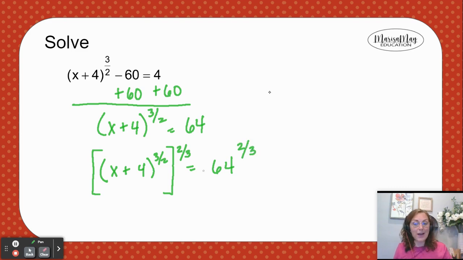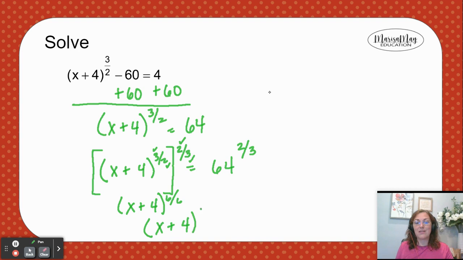You're thinking, why did you do that? Because look what happens when I raise a power to a power, I multiply those exponents. So check out the exponent on x plus 4 now. See, 3 times 2 is 6. And 2 times 3 is also 6. So now 6 over 6 is 1. I've got x plus 4 to the first power, which is what I wanted.